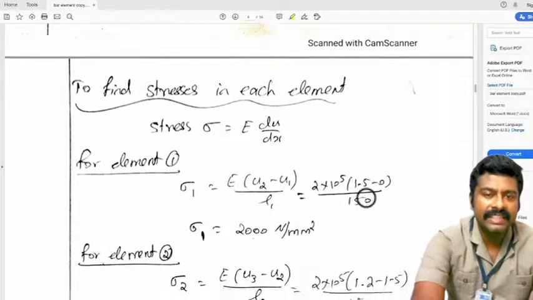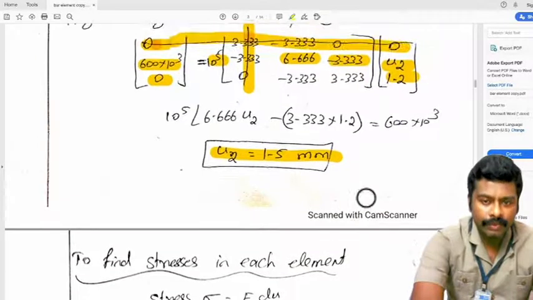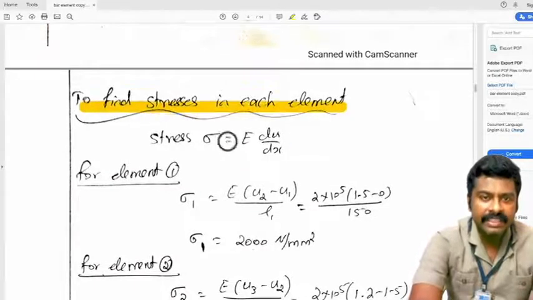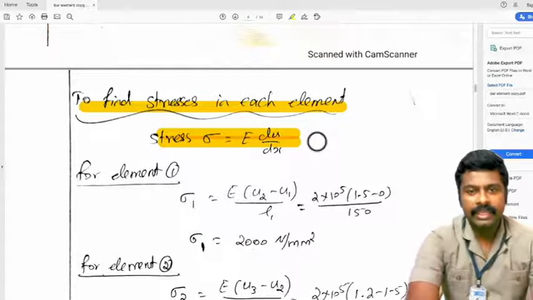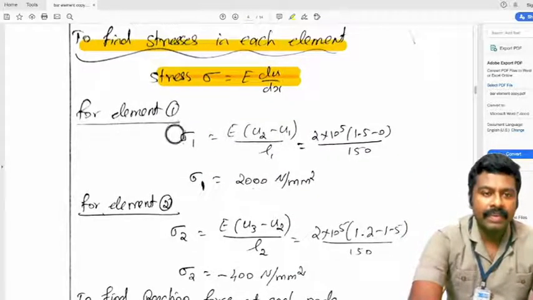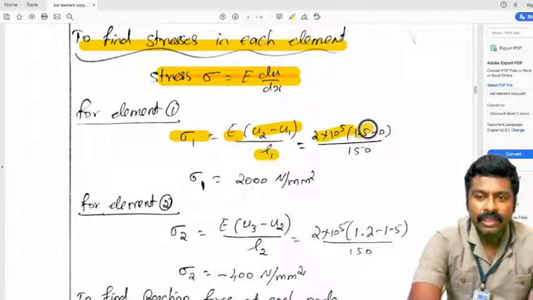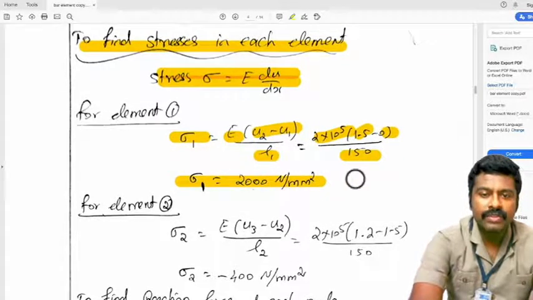To find stresses in each element, the displacement of each nodal point is found. U1 equal to 0, U2 equal to 1.5 mm and U3 equal to 1.2 mm. Next step, here we go to find stresses in each element. This is the general stress equation for bar element, sigma equal to E du by dx. For element 1, sigma 1 equal to E into (U2 minus U1) by L1. Substitute the value for Young's modulus and U2 value 1.5, U1 node 1 is fixed, that is 0, length equal to 150. After simplifying, the value yields sigma 1 equal to 2000 Newton per mm square.